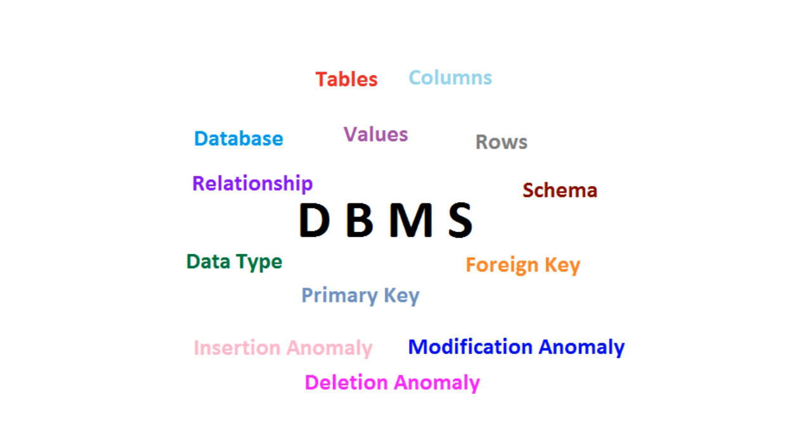So for now, just know these things: database, tables, columns, rows, values, keys, foreign key, and primary key, and these anomalies. These are some of the basics to get started.